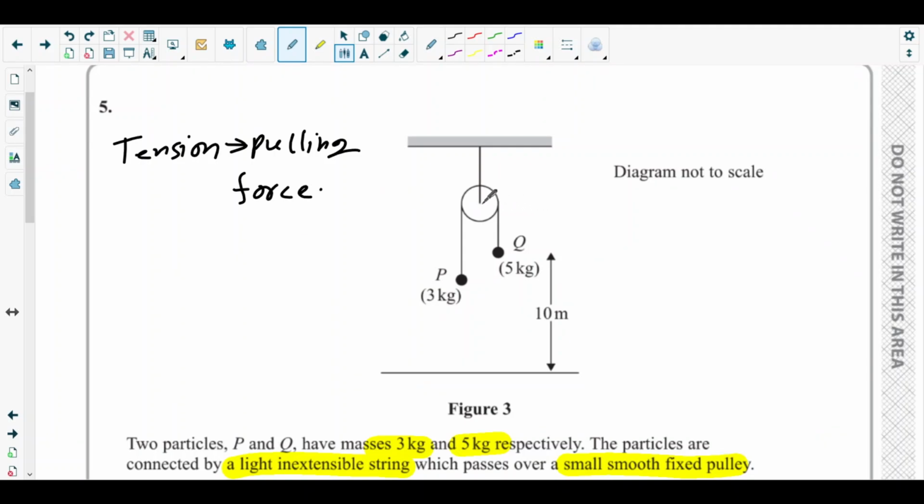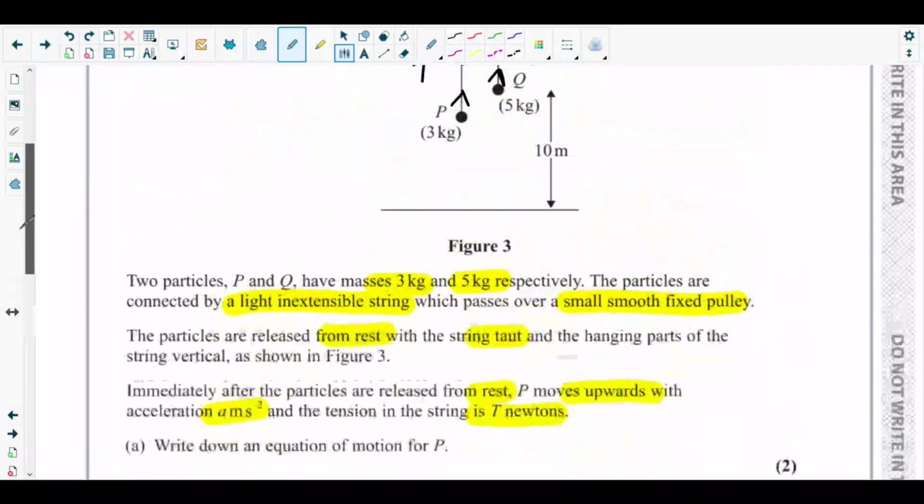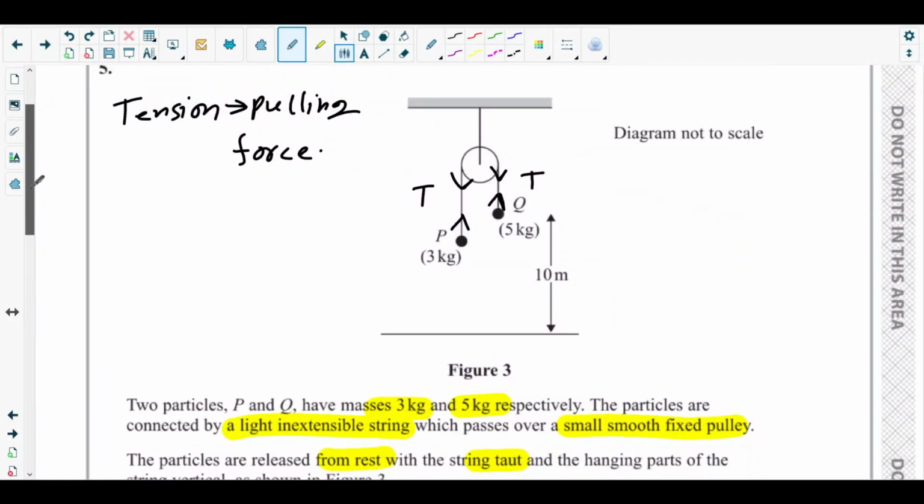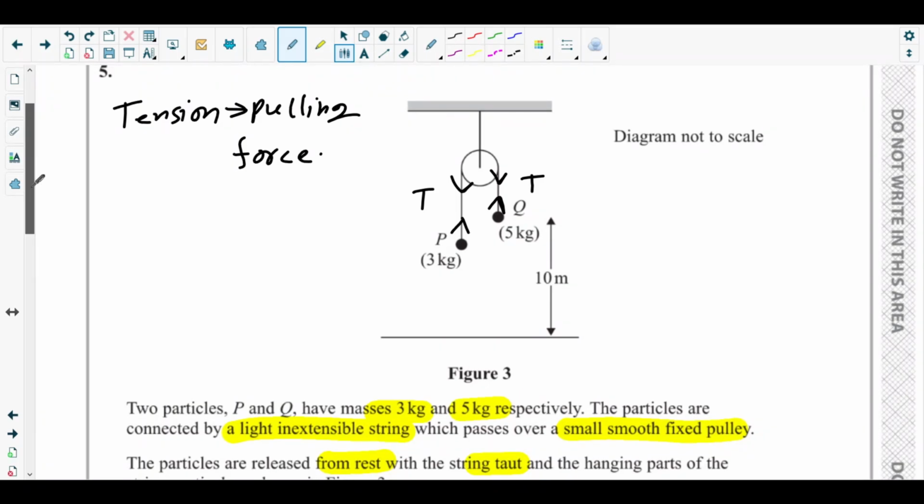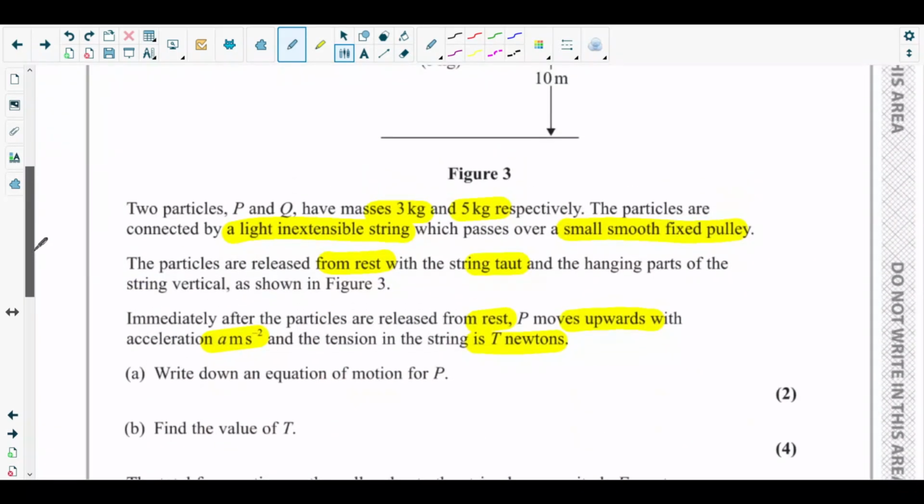That means the pulley will pull the particle P in the upward direction, and the particle P will pull the pulley in the downward direction. This is the direction of tension for P and the pulley. Same goes for Q: upward for Q and downward for the pulley. This is the direction for tension. That's how you can keep in mind how to consider the direction of tension.